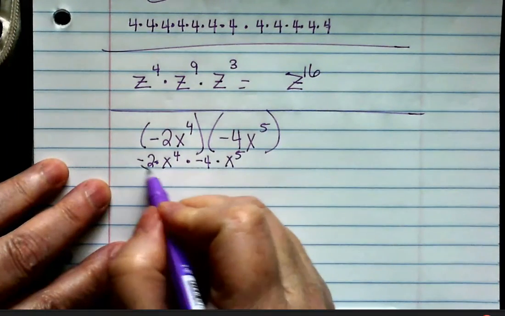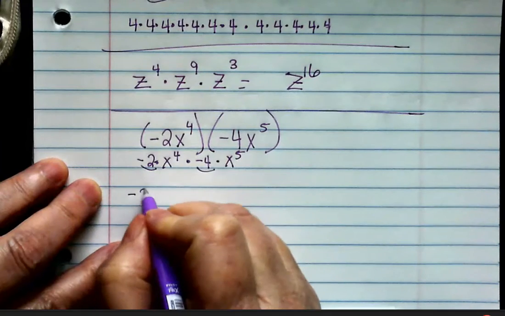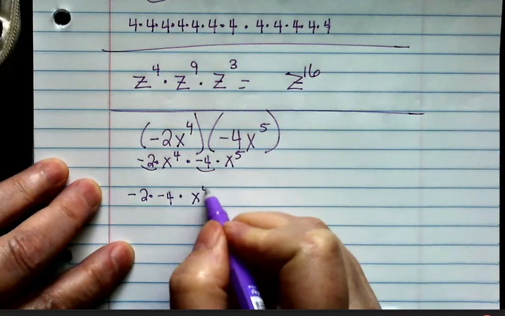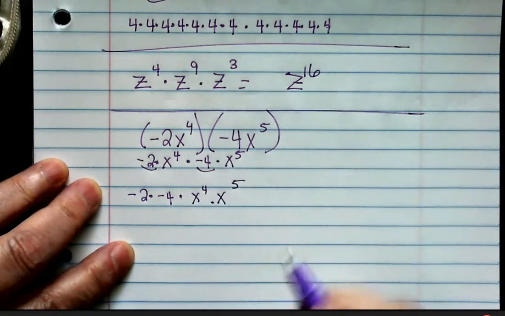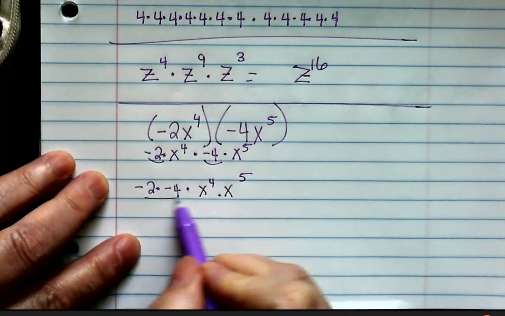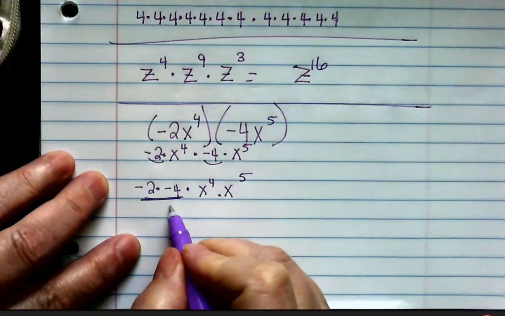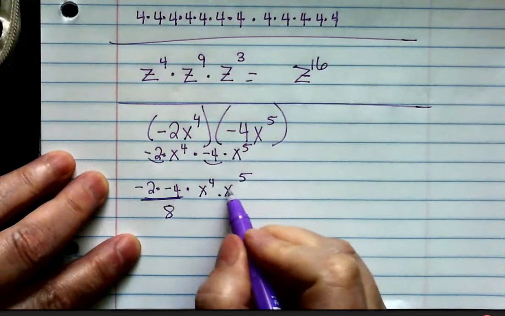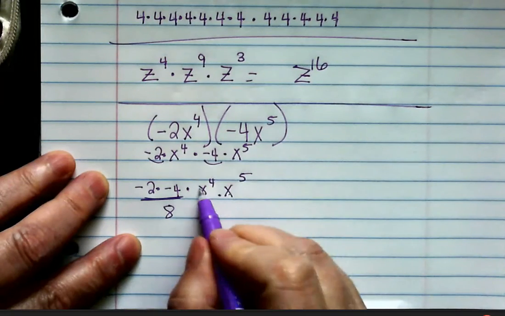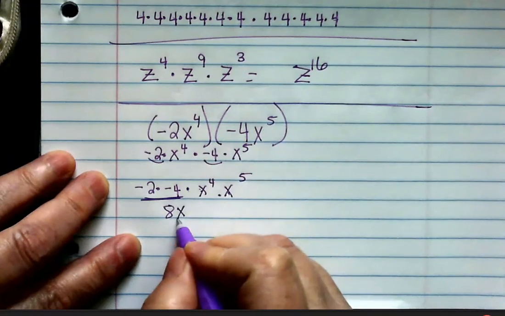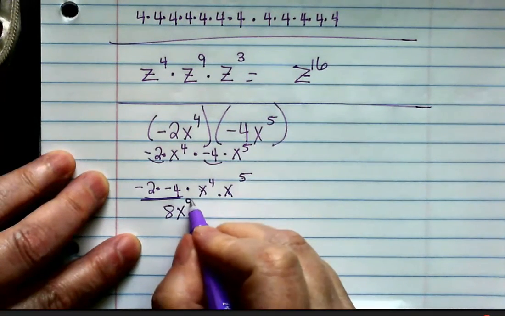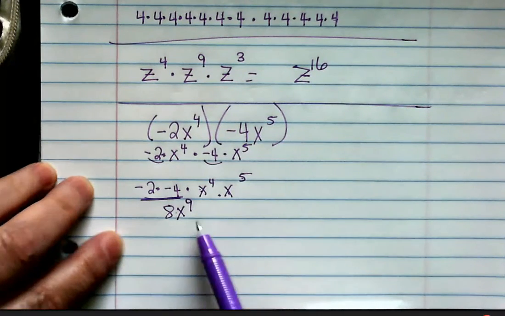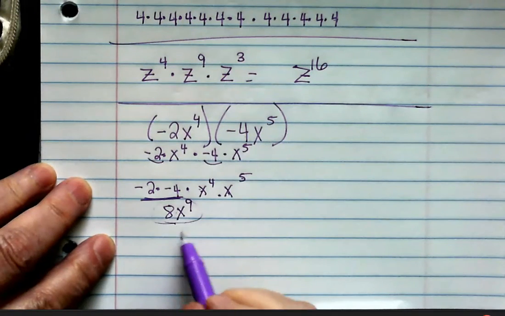The negative 2 and the negative 4 would go together. And then the x to the fourth and the x to the fifth would go together. So what's negative 2 times negative 4? 8. Now, this one, x to the fourth and x to the fifth, bases are the same. So I add the exponents. 5 plus 4 is 9. Do I need to put a dot between there to show that's multiplication? No, we know that it's multiplication if they're right next to each other.